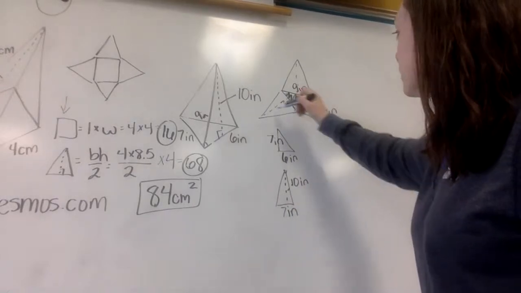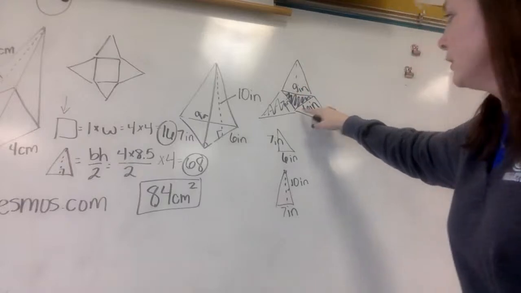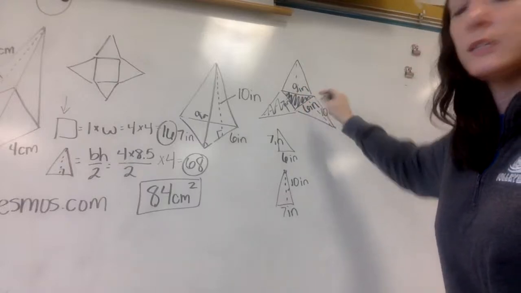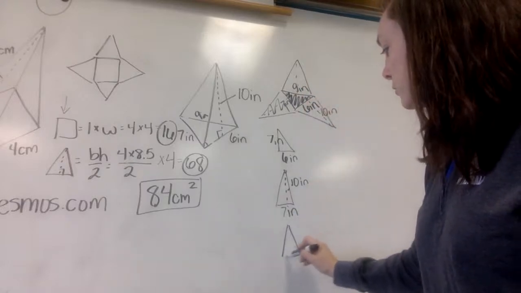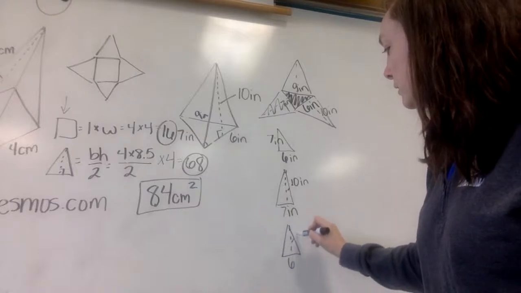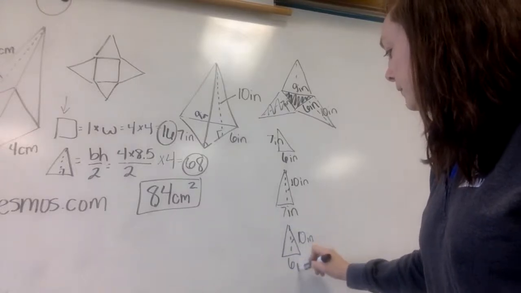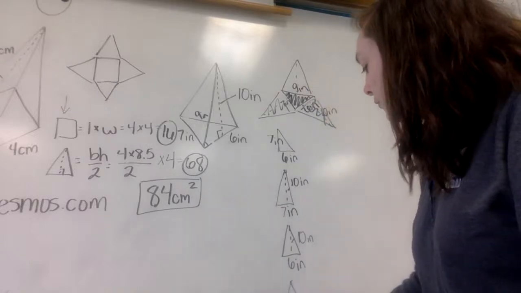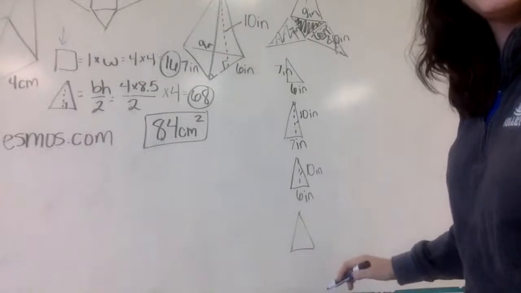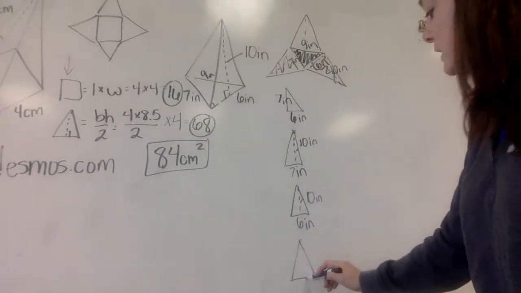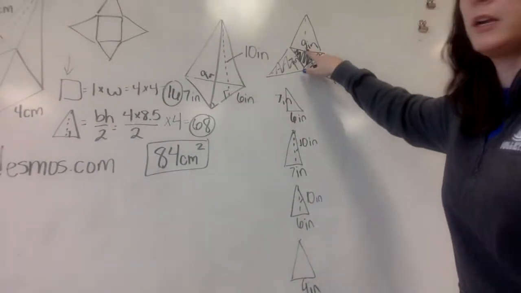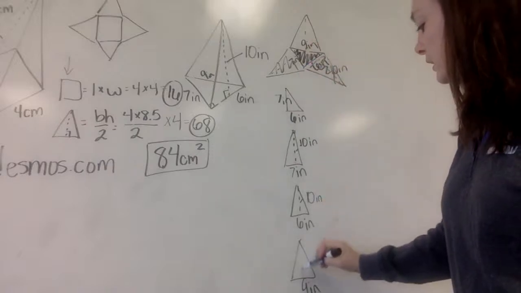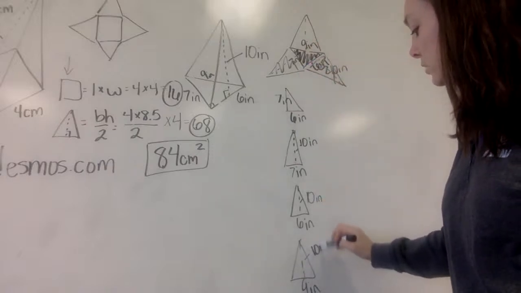I have another triangle. The base this time, though, is 6 inches. So this one is 6 and 10. Okay? So that's this one. And now I've got one more. For this one, the base is 9 inches. That's this triangle up here. And then the height, again, is 10 inches.